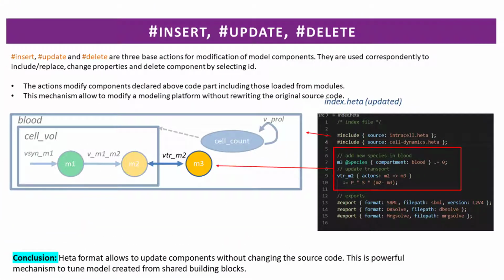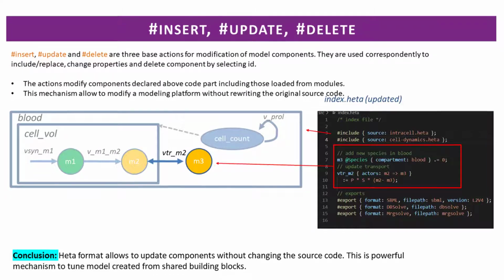The Heta syntax makes it easy to reuse previously created code. Three basic actions, insert, update, and delete, allow changing model components in any part of the code. The next example updates the transport process and adds a species into the model. Note that the initial modules remain the same. So the Heta syntax helps reuse of code blocks without updating source files.